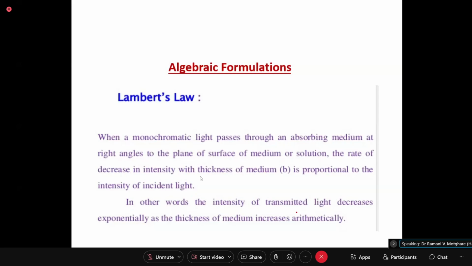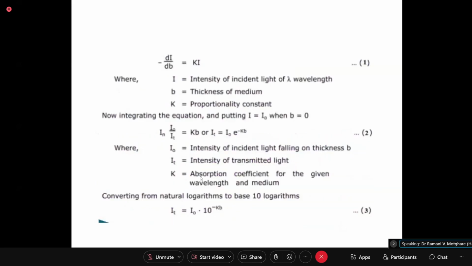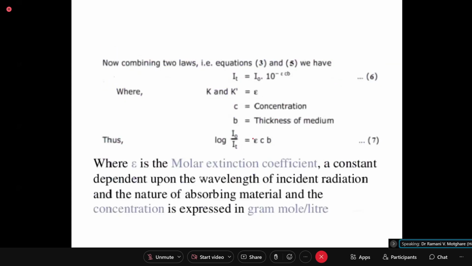In other words, the intensity of transmitted light decreases exponentially as the thickness of the absorbing medium increases. We had seen this in the practical part also, that log I0 by IT is equal to epsilon CT. Here I0 is the intensity of incident light and IT is the intensity of transmitted light, so this term becomes the absorbance. Epsilon is the molar extinction coefficient, which is a constant. C is the concentration of the absorbing medium, and B shown here is the thickness.